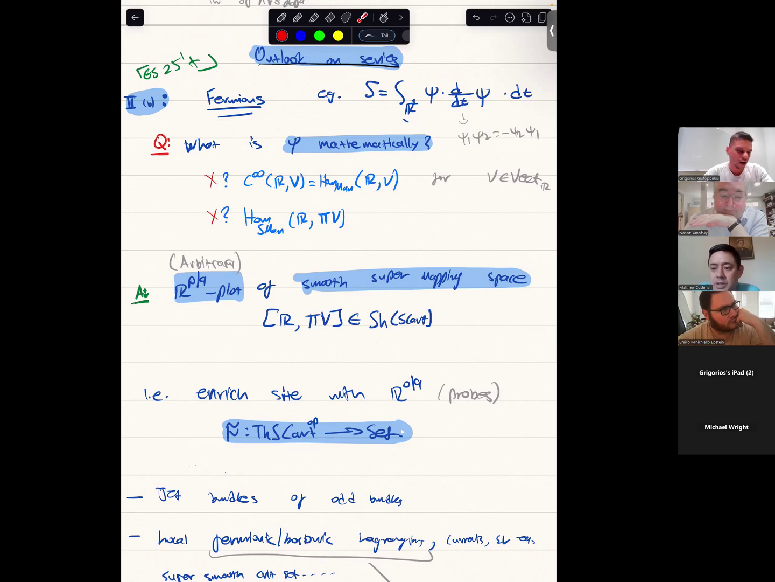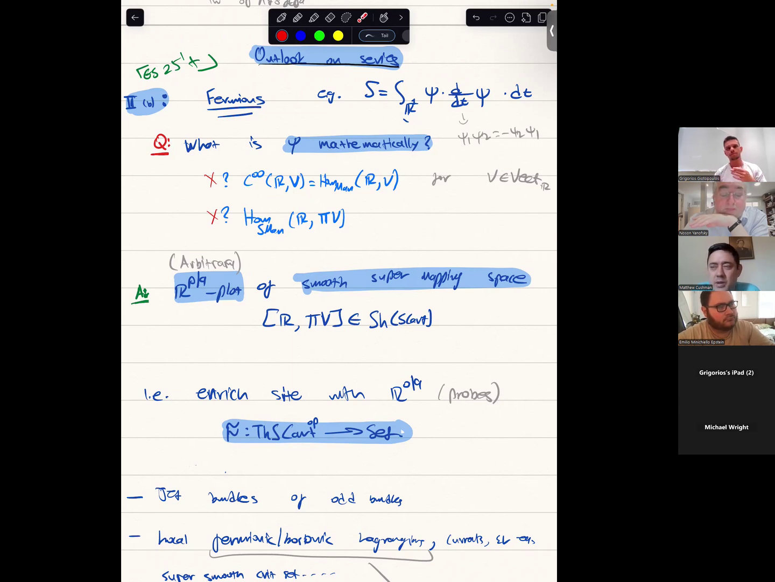But you are right. You need derived for quantization. If you've heard the words BV quantization, if you want to try to do something like that non-perturbatively, you would want to go derived then. Yeah. So that's right. Gotcha.